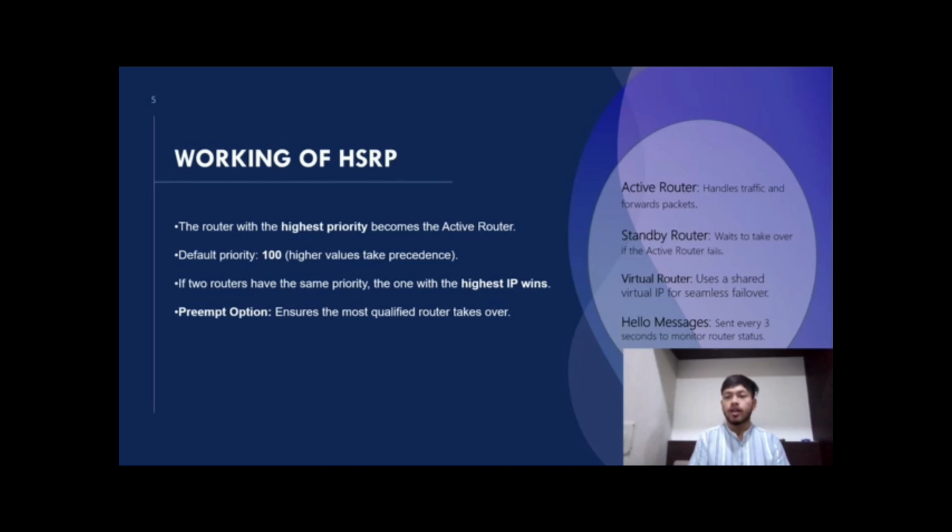What is the active router? It handles traffic and forwards packets. Standby router waits to take over if the active router fails. Virtual router uses a shared virtual IP for seamless failover. Hello message: sent every 3 seconds to monitor router status.